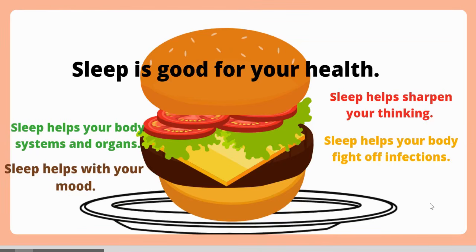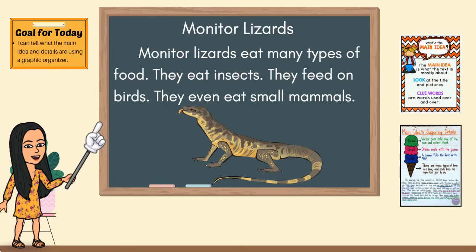The last detail is that sleep helps with your mood. Sometimes you can get irritable when you don't get enough sleep. So that's why this detail goes back and supports the main idea that sleep is good for your health. We could visually see why each of these details helps support the main idea of why sleep is good for your health. Now it's your turn.